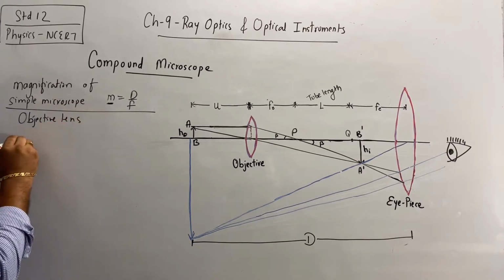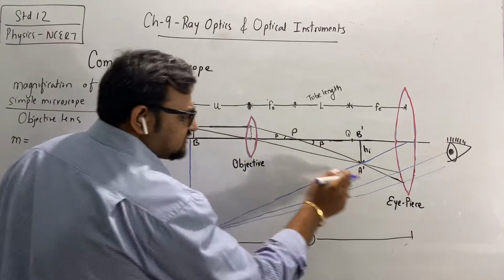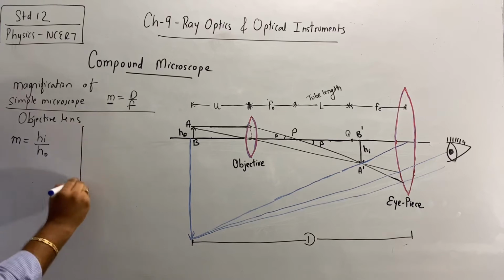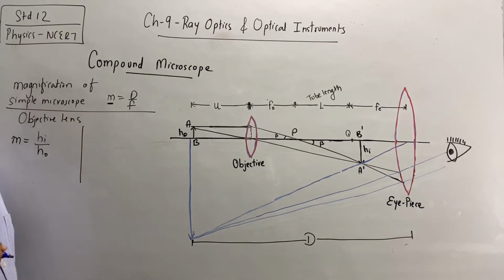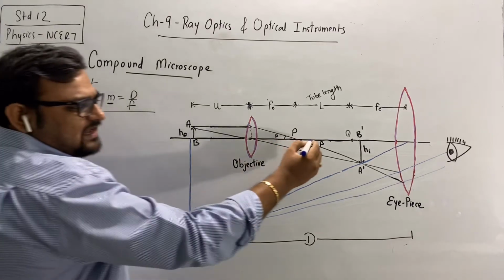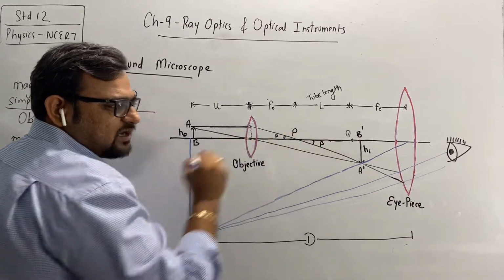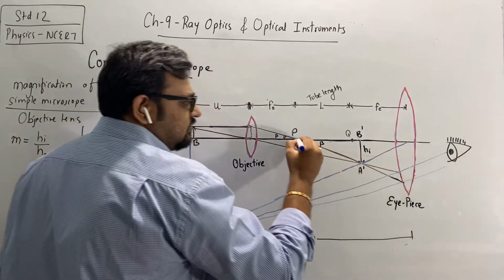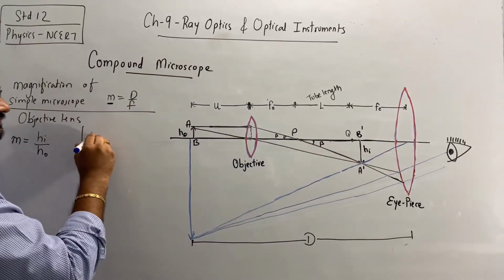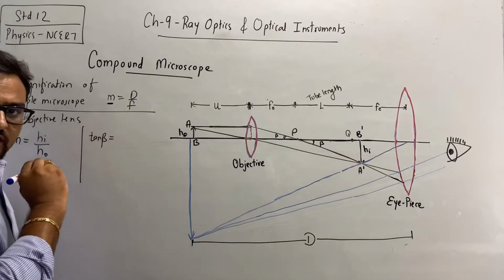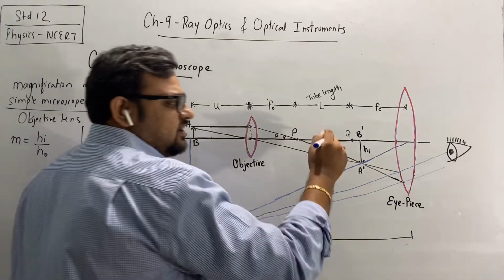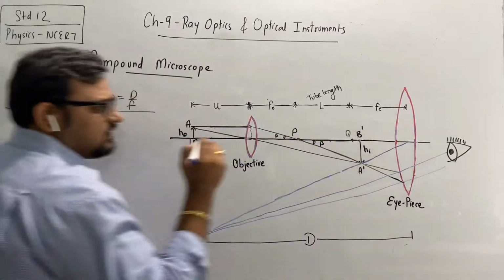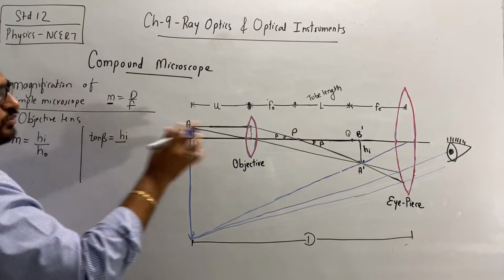What is the magnification? Height of image upon height of object. This is the simple formula, right? Now see, I am taking two triangles. See this angle I am taking as beta, this will also be beta, the vertical opposite angle. I am taking this triangle first. So what is tan beta? Opposite upon adjacent. So this is angle beta, opposite HI upon PB, means HI upon what is this PB?